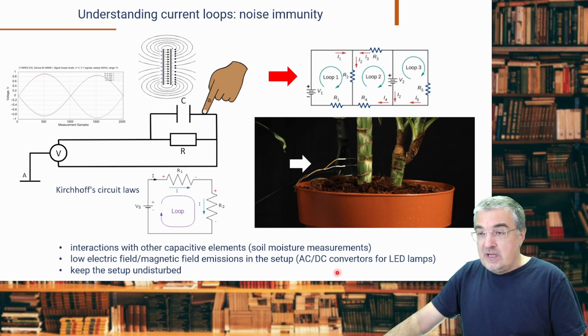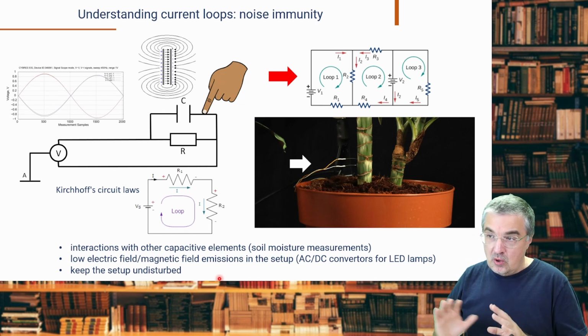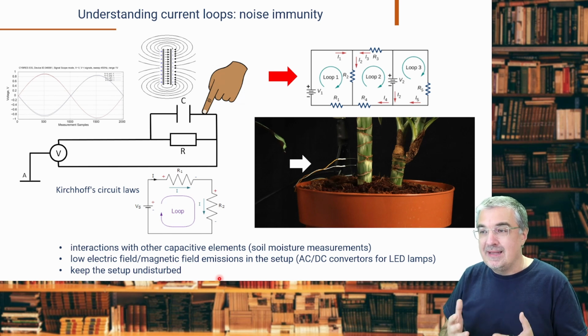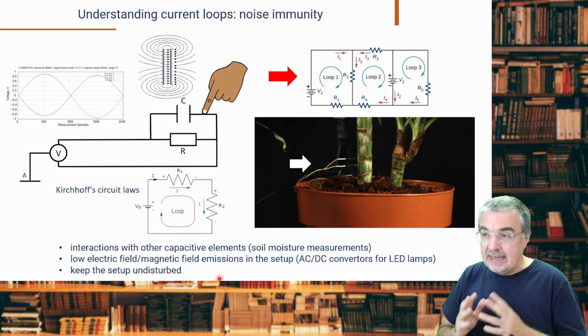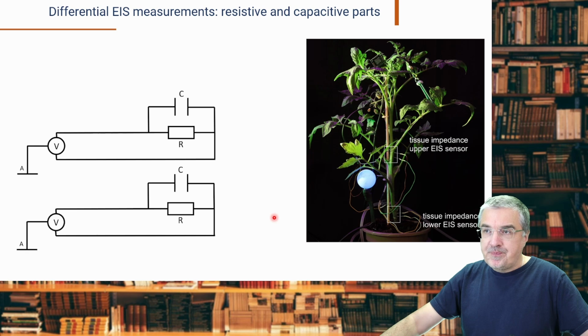Again, mostly what we see in Phytosensing, there are AC to DC converters for LED lamps. This is a typical problem we see in a number of cases. And one point: do not touch a running setup. Keep the setup undisturbed. It's a typical issue. If you are measuring something, do not even enter the room, because plants are sensitive to static electric field. Keep the setup undisturbed.